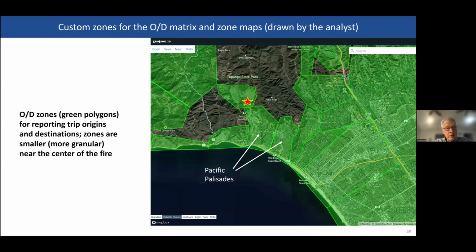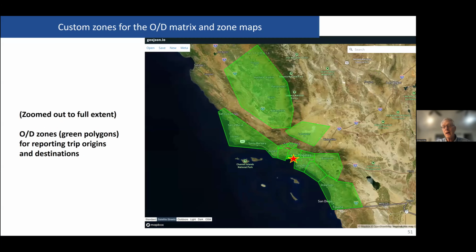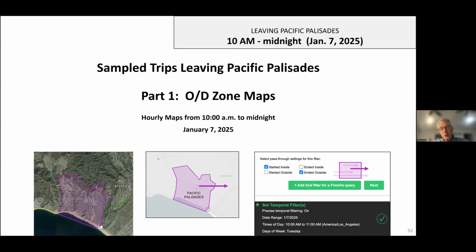So when we set it up, we set up polygons. The first two polygons here were on either side, the western and the eastern part of Pacific Palisades. Those are going to be the from. And then where did they go to? That's all the rest of these zones. If I zoom out a little bit, I have bigger areas. And if I zoom way out, I've got much bigger areas. So the closer in, the more granularity that I want. So these are all loaded into the tool.